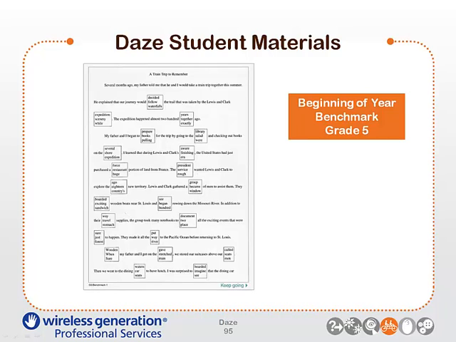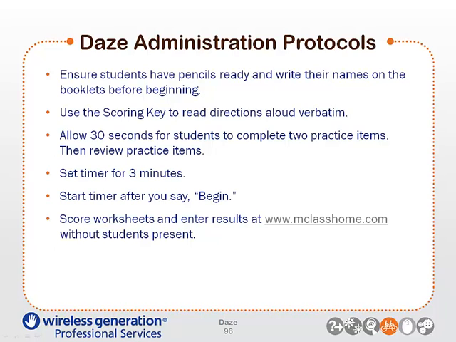Notice the Keep Going note on the bottom of the page to remind students to complete all 3 passages in the measure. Here are some things to remember as you administer the Daze assessment. Ensure students have pencils ready and write their names on the booklets before beginning. Use the scoring key to read directions aloud verbatim. Allow 30 seconds for students to complete 2 practice items, then review the practice items. Set the timer for 3 minutes.